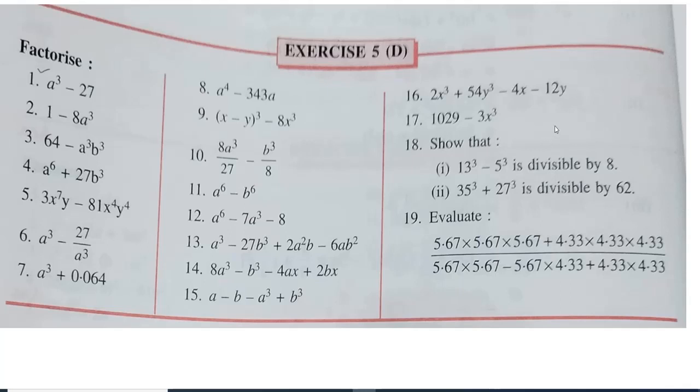Today we are going to solve the problems on ICSE class 9 chapter 5 factorization under the exercise 5D. So here you can see factorization. The first question is a cube minus 27. So we'll start solving this problem here.